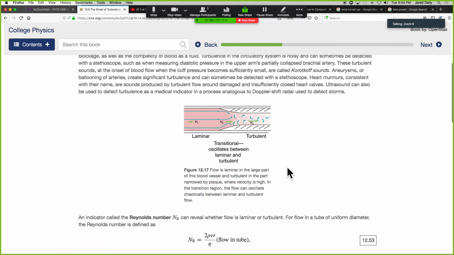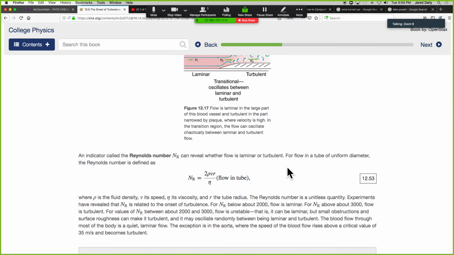Okay, so when does turbulence start? This is going to be Reynolds' law and Reynolds' number, and this is the equation. The Reynolds number, N sub r, is equal to 2 times rho times V times R over viscosity. So rho is the density, V is the speed of the flow, and R is the radius of the tube. 2 is just 2. Divided by the viscosity, that gives you this number, Reynolds number.